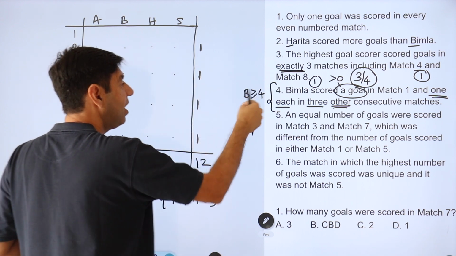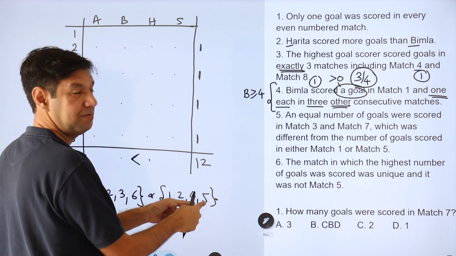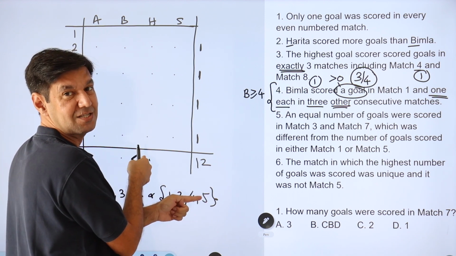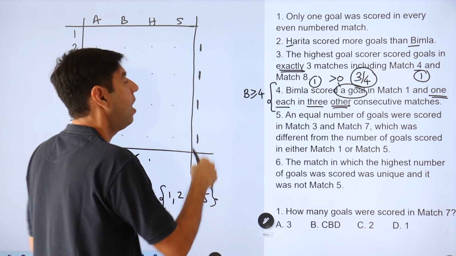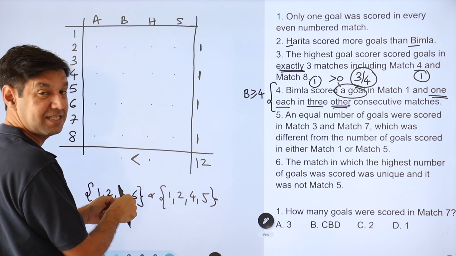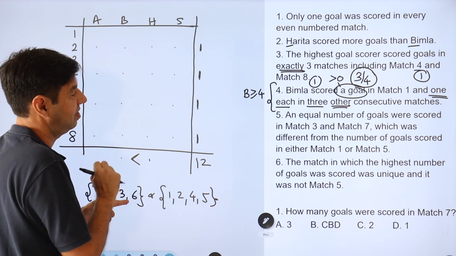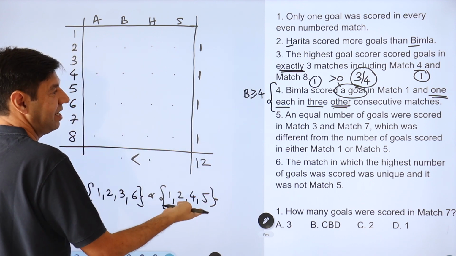Then this, if Bimla is 5, then it has to be this case. Bimla is 5, then what will Harita score? Harita should be more than Bimla, so Bimla can't be 5. What if Bimla is 6? Then it is this case. Bimla is 6, but then Harita should be more than 6. But there isn't a number more than 6, so it can't be.